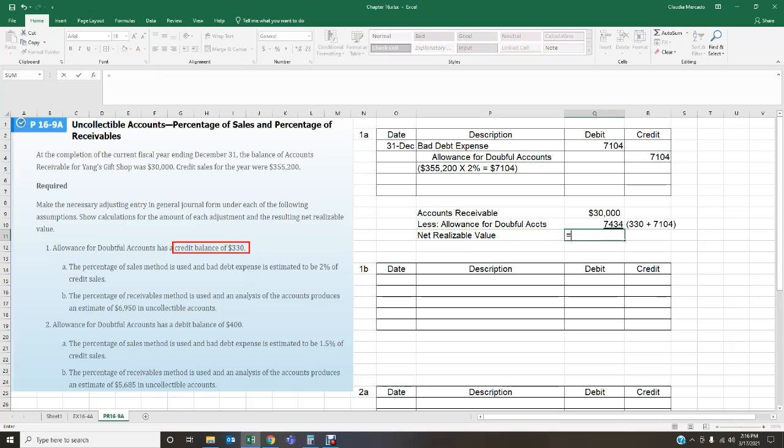And then we're going to get the 30,000 minus your less allowance for doubtful accounts, the total, which is 74.34, and my net realizable value is 22,566. And remember, the reason that I added my 330 is because I had a credit balance of 330 in that bucket, and then I added an extra 7,104, and then that gave me my total. How much total do you have in that bucket? Well, I've got 7,434 in my allowance for doubtful accounts bucket. So that is the first requirement that we have here.